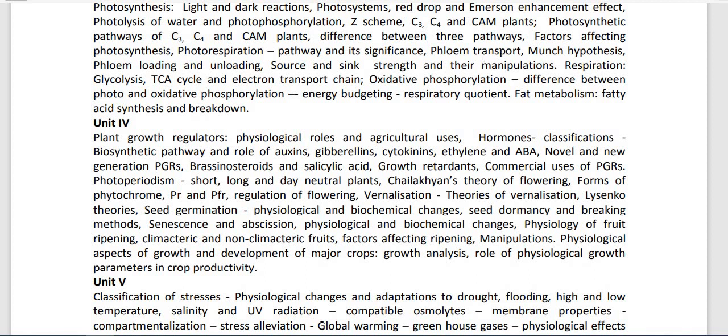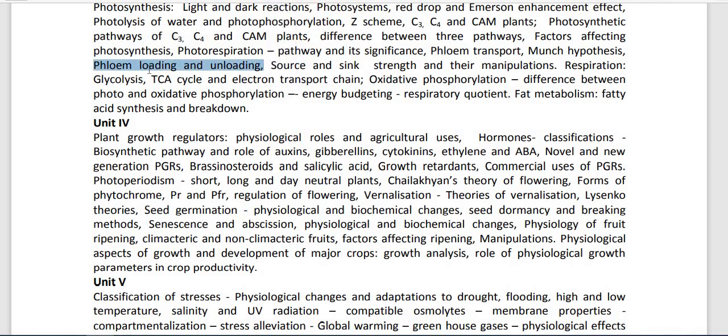Then coming to the phloem transport, most of the food materials that are produced in the plant are transported through the phloem. So you have to know what is phloem transport and also the Munch hypothesis, that is the mass flow of food materials transported through the phloem. There will be a diagram, so you have to draw the diagram and know what is the Munch hypothesis. Then the phloem loading and unloading, you have to know the definition.